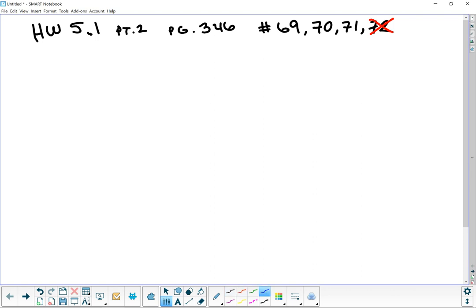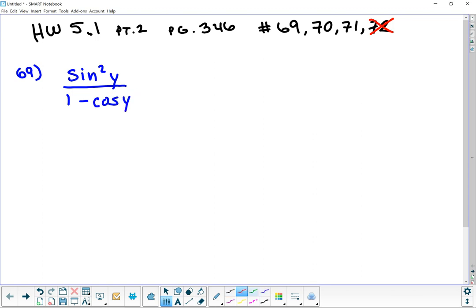So we will start with 69. Rewrite the expression so that it is not in fractional form. Okay, so we're talking about sine squared y over 1 minus cosine y.